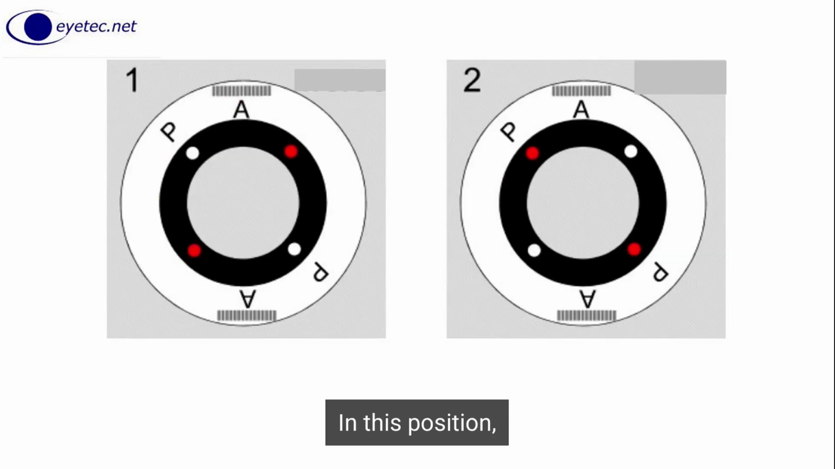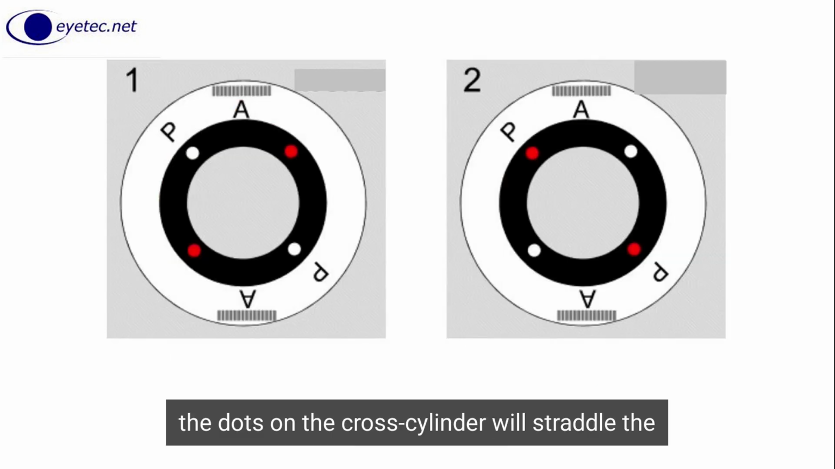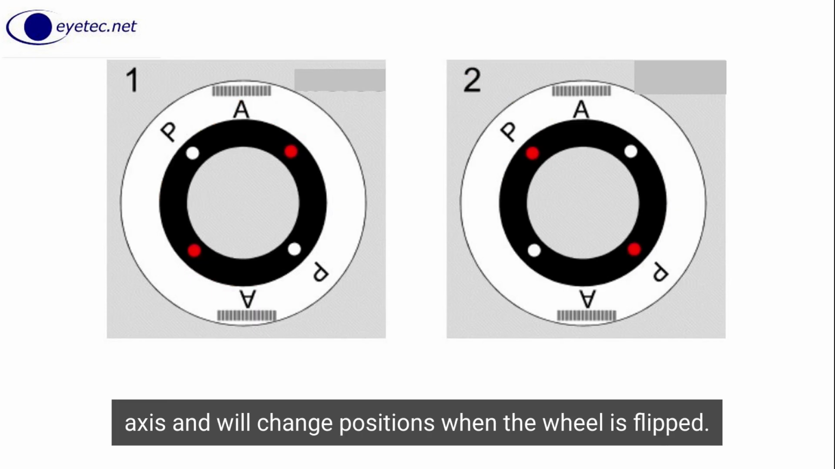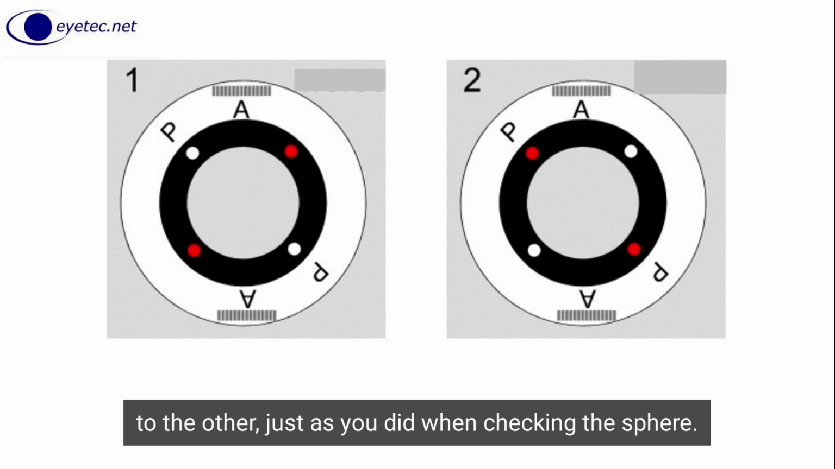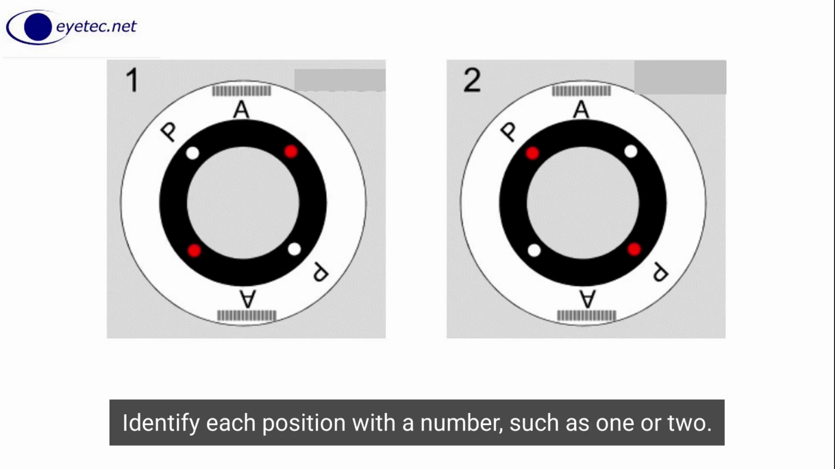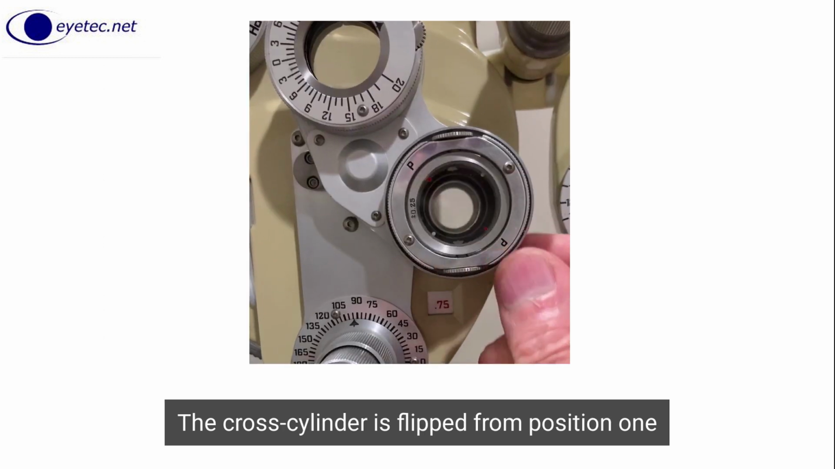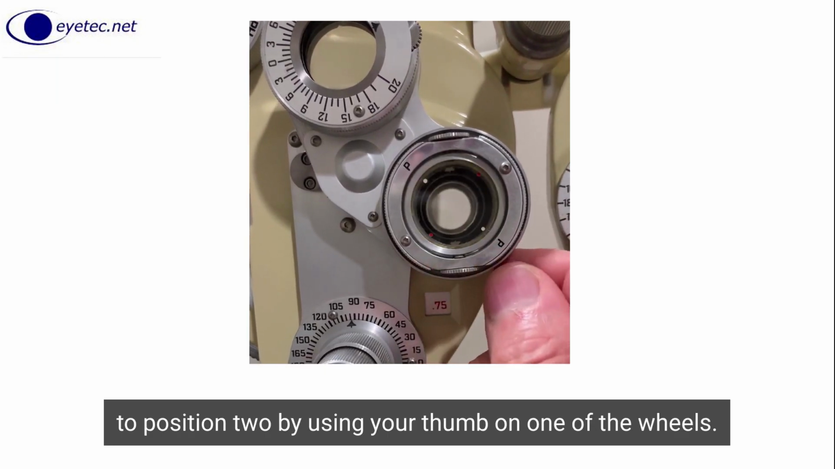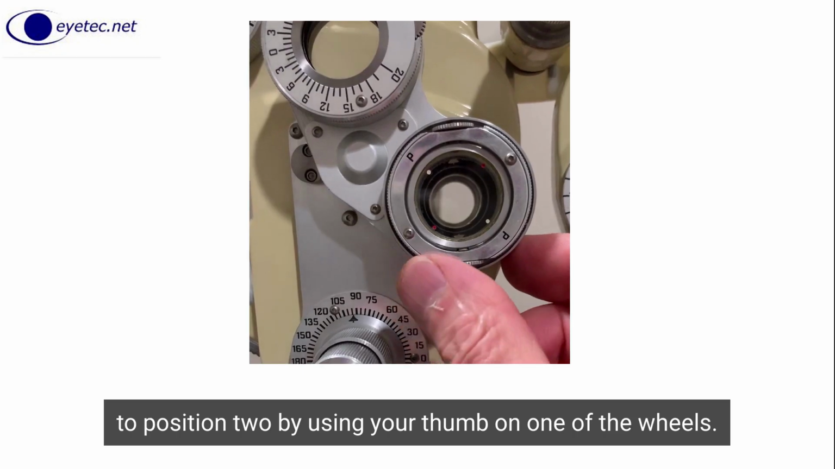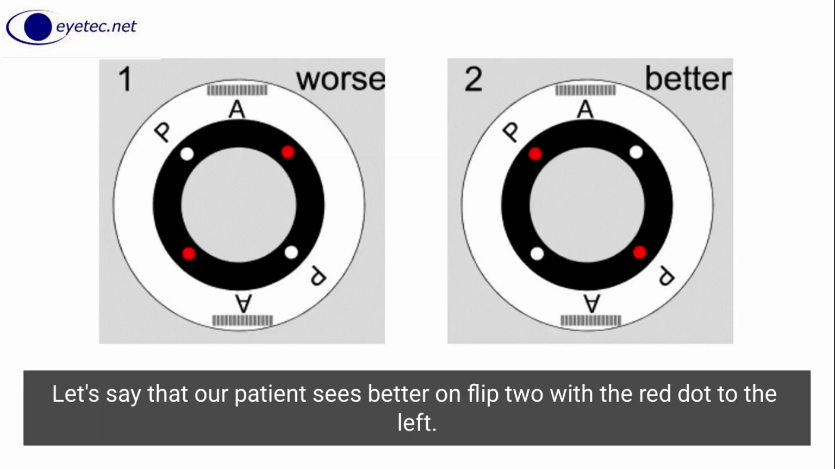In this position, the dots on the cross cylinder will straddle the axis and will change positions when the wheel is flipped. Ask the patient which view gives the better vision as you flip from one position to the other. Just as you did when checking the sphere, identify each position with a number such as 1 or 2. This cross cylinder is flipped from position 1 to position 2 by using your thumb on one of the wheels. Let's say that our patient sees better on flip 2, with the red dot to the left.